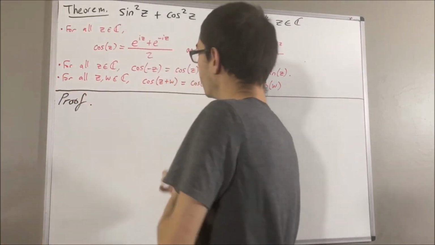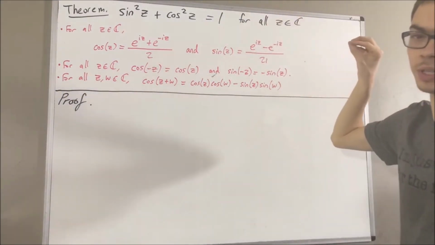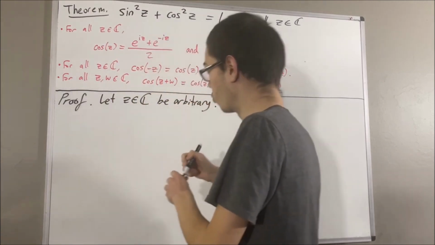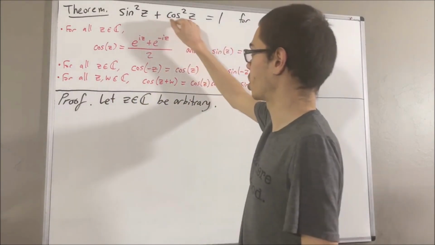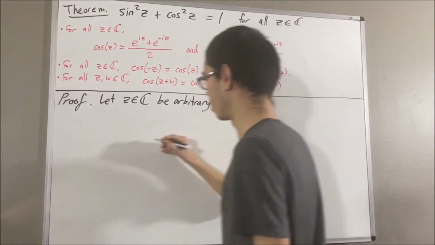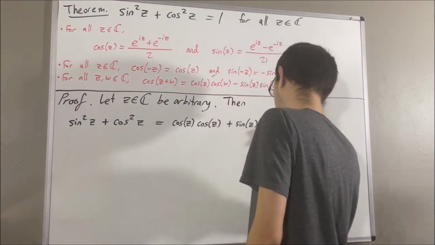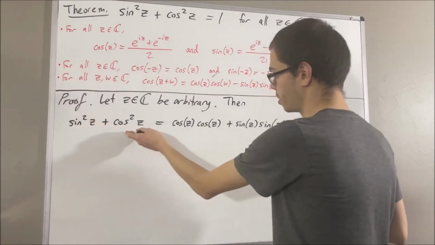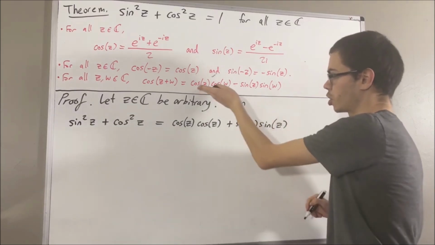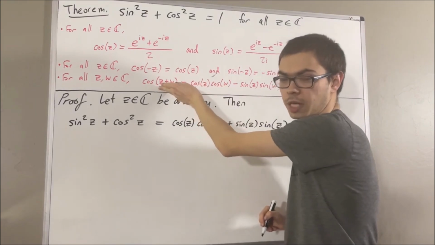To start out the proof, since we're trying to prove a statement about every complex number, let's give ourselves an arbitrary complex number. I'll call it z. And from here, we want to show that sine squared of z plus cosine squared of z is equal to 1. Well, notice we know that sine squared z plus cosine squared z is equal to this. So basically, I'm writing it this way just so that we get it into the form so that we're going to apply the addition formula for cosine.